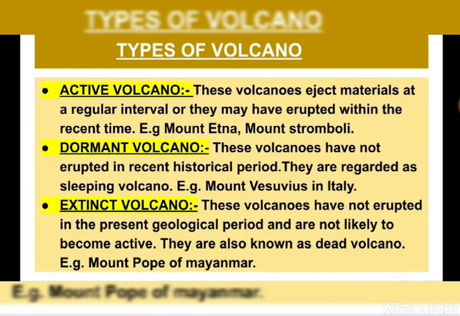So active volcanoes, these volcanoes eject materials at a regular interval, or they may have erupted within the recent time. For example, Mount Etna, Mount Stromboli. Then dormant volcano, these volcanoes have not erupted in the recent historical period. Okay, they are regarded as sleeping volcano.